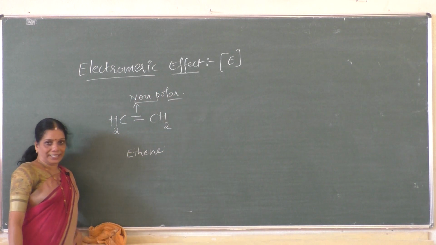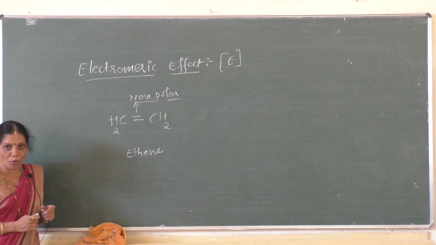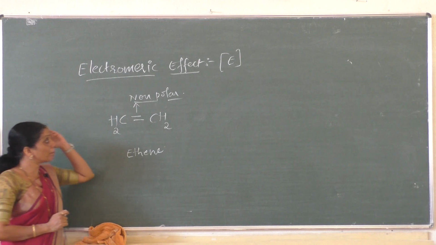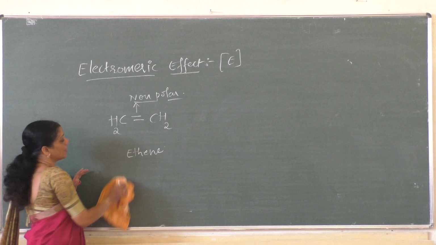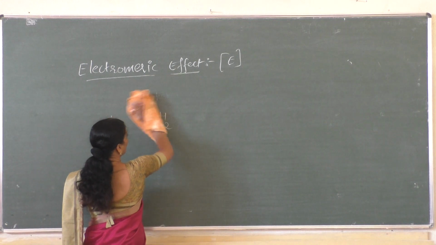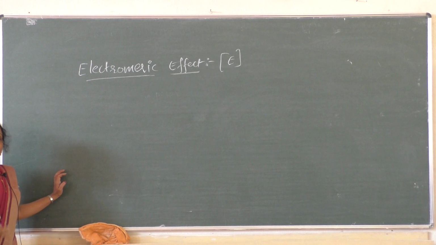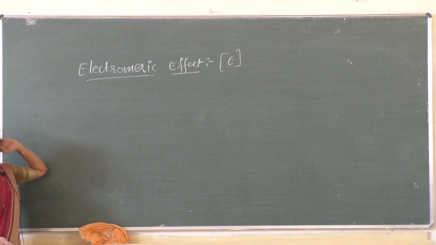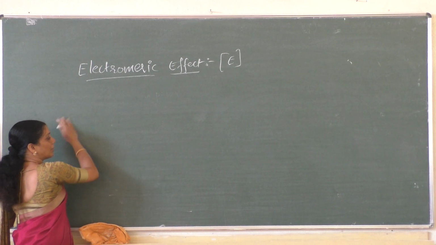Non-polar, no polarity, no charge separation, no two different poles in this molecule. It is completely a non-polar molecule. But what happens here? In this non-polar molecule also, polarity will be created, polarity will be produced due to the electron displacement effect. Now, how will that polarity be created here?